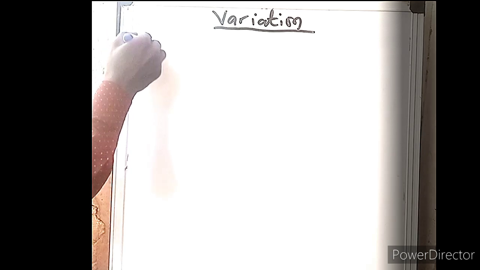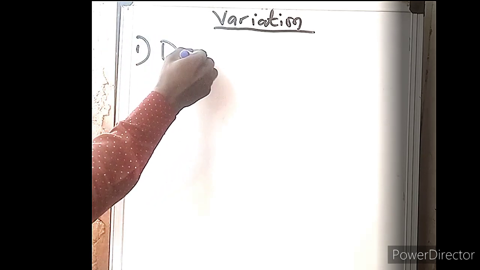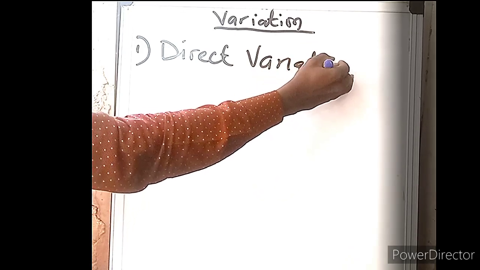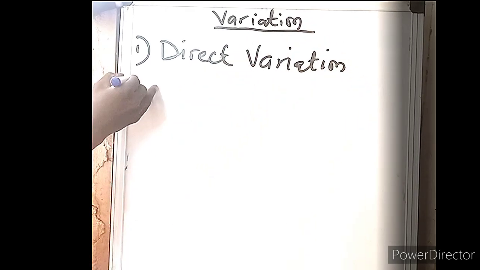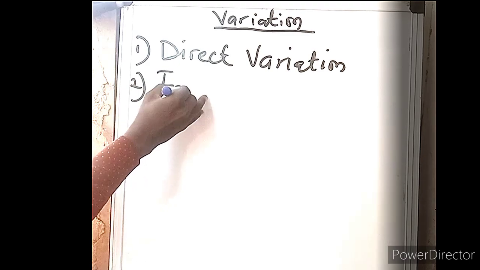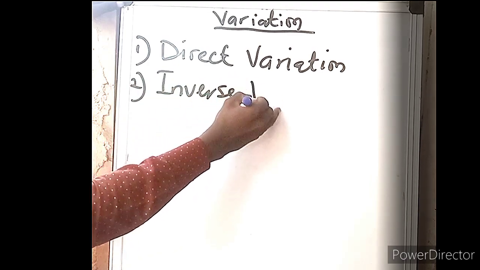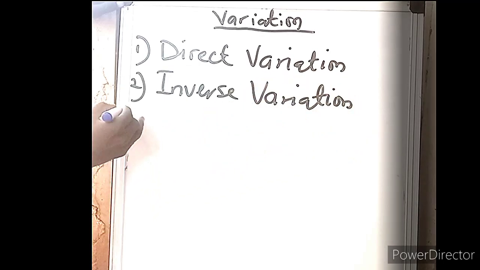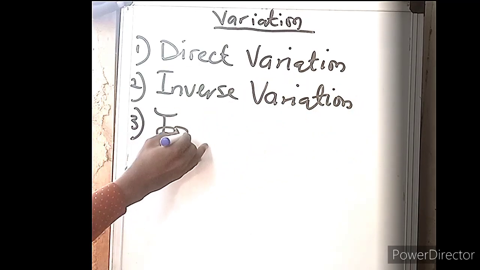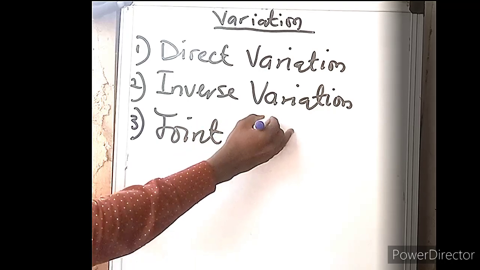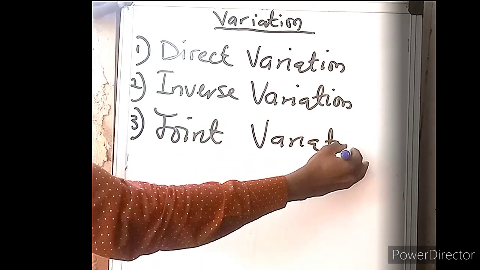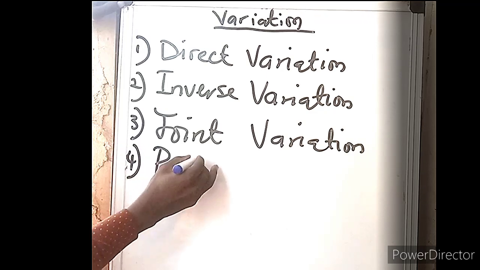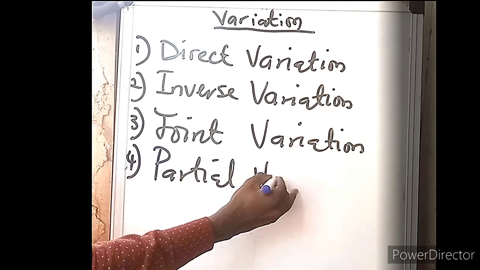We have the first one, we call it direct variation. We have the second one, we call it inverse variation. And then we have the third one, we call it joint variation. And finally we have what we call partial variation.